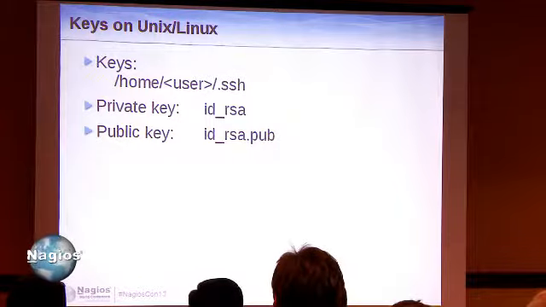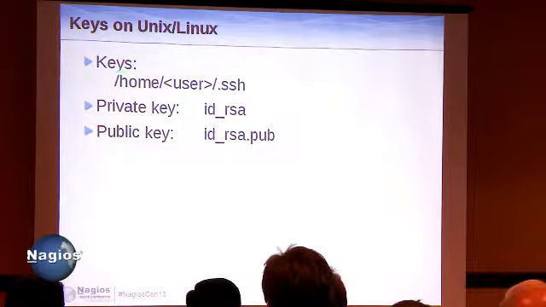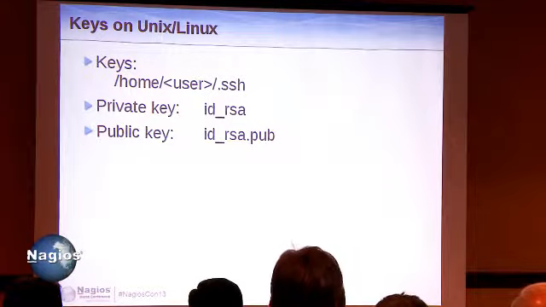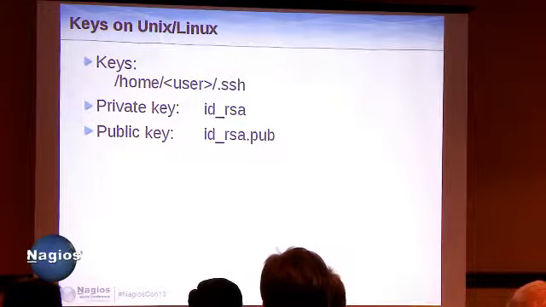On a Unix box, Linux box, BSD box, AIX box, keys are kept in the home directory by user, /home/user/.ssh. In the Linux world, dot means that directory is hidden. It doesn't show up in a normal directory listing, but it is very common. If you start dealing with this, you will see it all over the place, even on the Windows side when you're using Cygwin.